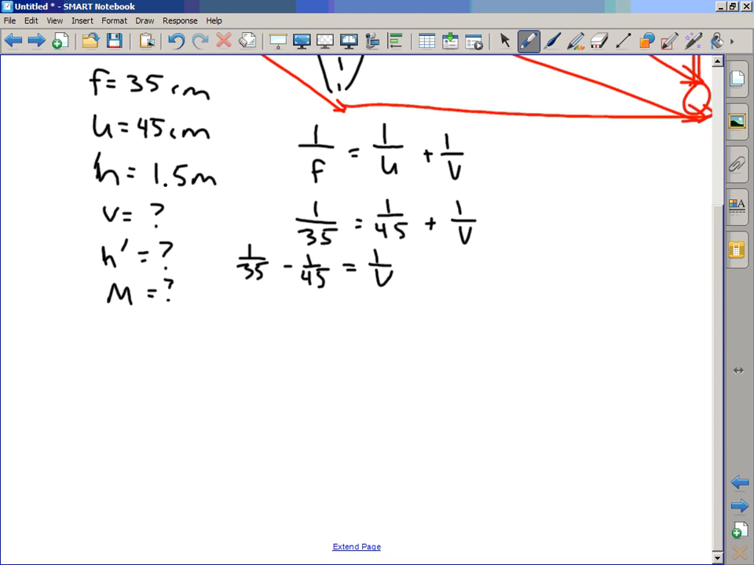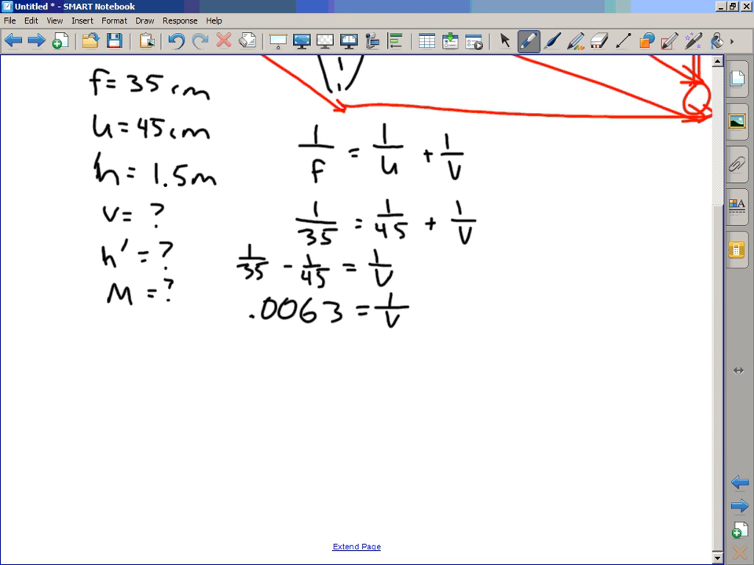My recommendation to you right now is punch in your calculator 1 over 35 minus 1 over 45 and just get a nice little decimal number. So what is that decimal number? 0.006. Give me another number after that. 006. 3. 3. That works. Equals 1 over V.